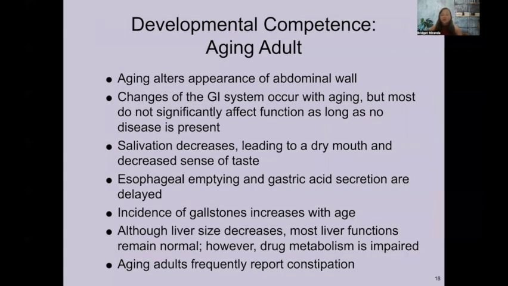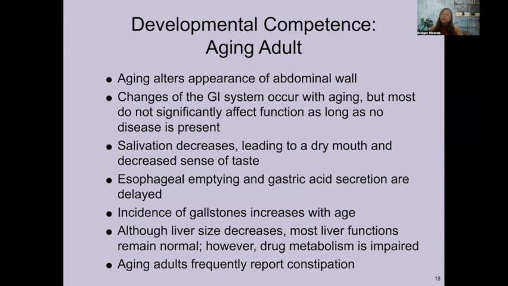With older adults, we are thinking in terms of, what is aging doing to us? And that abdominal wall is greatly affected by aging. We lose again some of that musculature, and it does alter the overall appearance. Additionally, we are at risk for dry mouth and a decreased sense of taste, mainly because our salivary glands are decreased in their function as well.